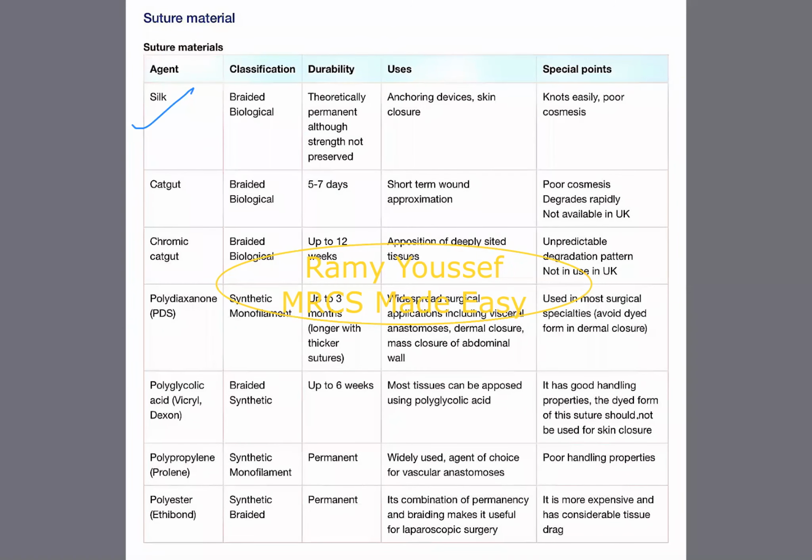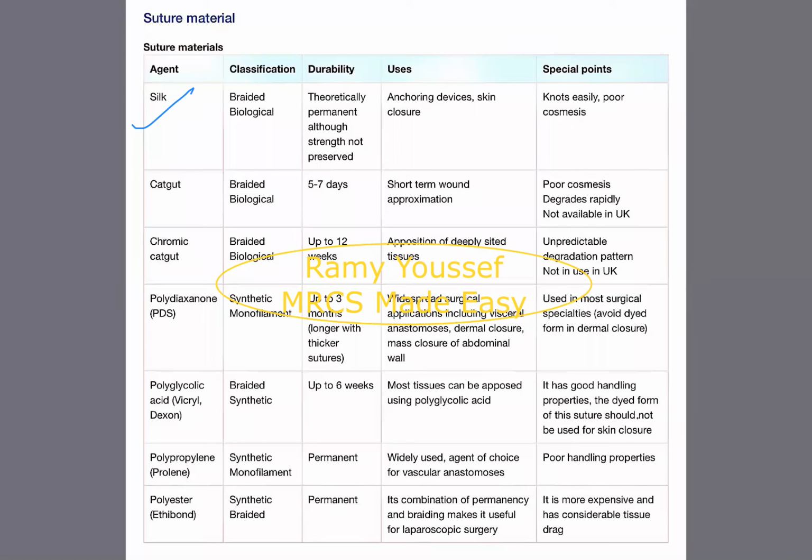Silk is biological, braided, and permanent. No, we don't use it for skin. We use silk for the GIT, repair of intestine, as the second layer in the anastomosis. It's used for anchoring drains, chest tube, and so on. We don't use it anymore inside the abdomen.